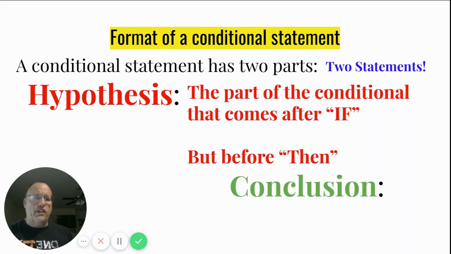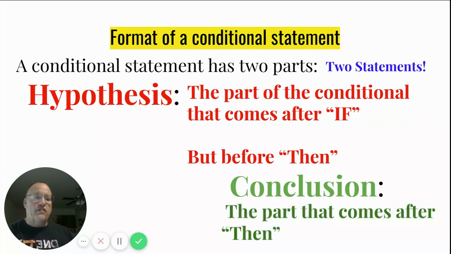And just so you understand what those words mean in relation to a conditional statement, the part of the conditional that comes after the word if, but before the word then, that's called the hypothesis. And the part of the sentence that comes after the word then, that is called the conclusion. So you understand how the conditional is structured. You probably might have already known that. But just so you know, we do use this idea in geometry, and it helps us to prove whether things are true or false or not.